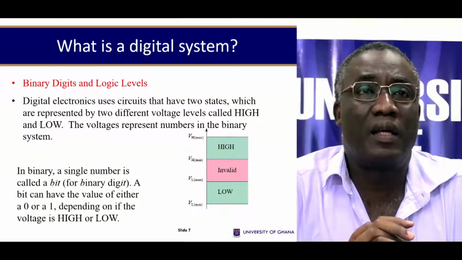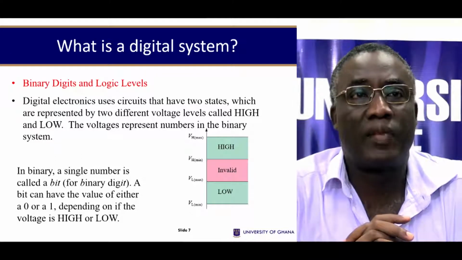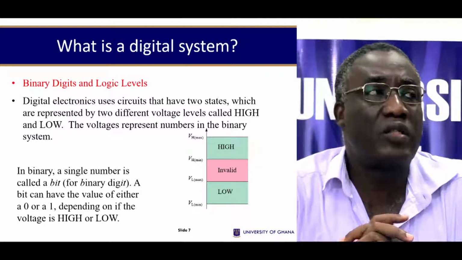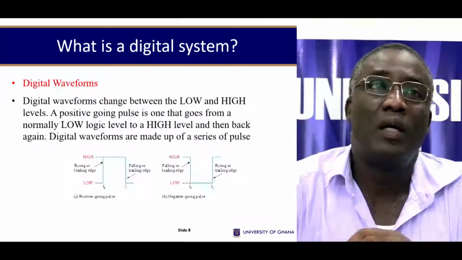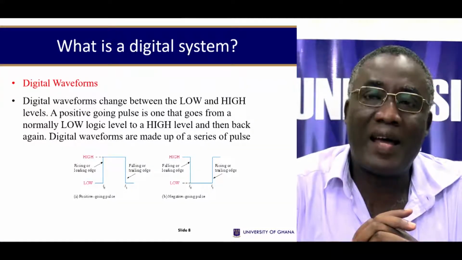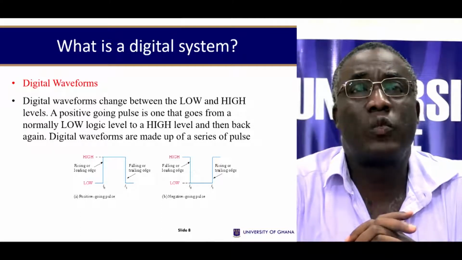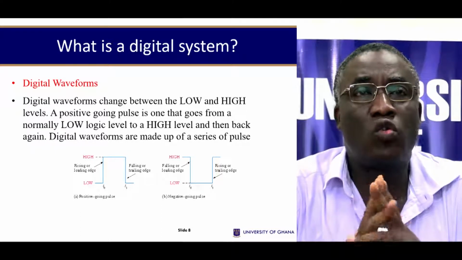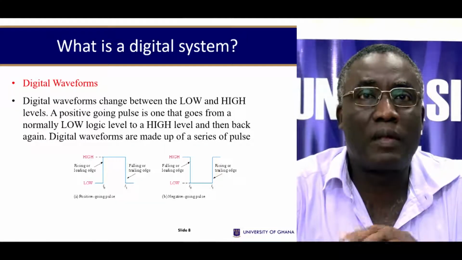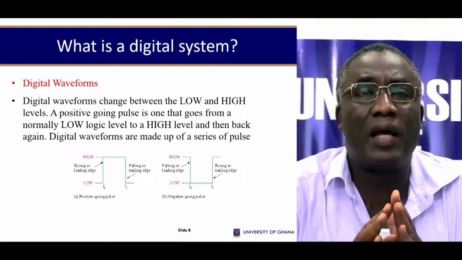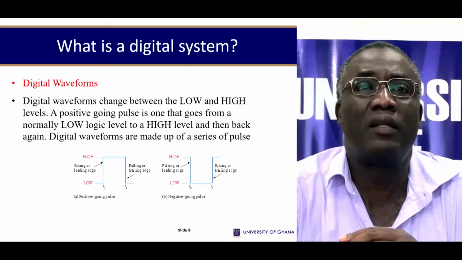In binary systems, a single number is called a bit, or binary digit. A bit can have the value of either a 0 or a 1, depending on whether the voltage is high or low. Digital waveforms are different from analog waveforms in many respects. Whilst we see an analog waveform varying continuously, a digital waveform will have discrete highs and lows. So you would see it rising sharply to a high and then falling to a low.